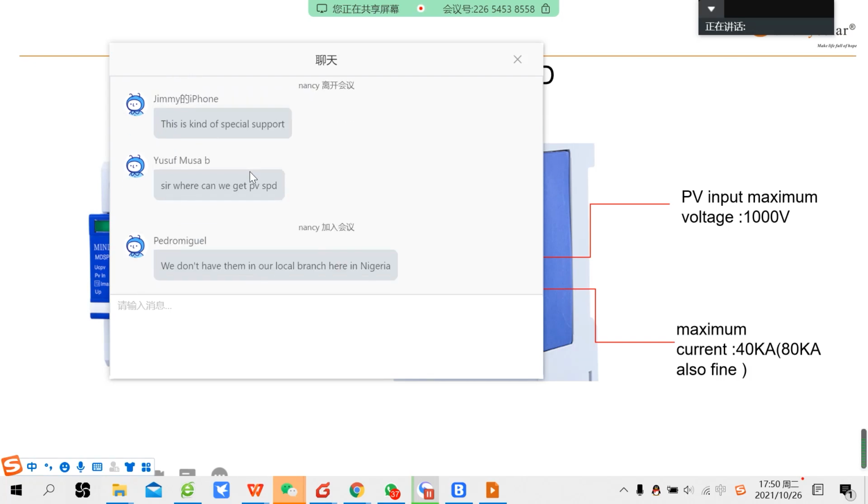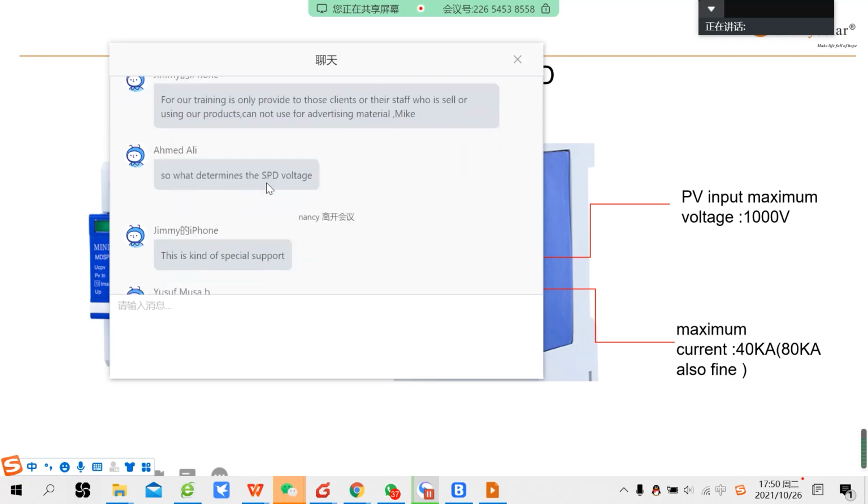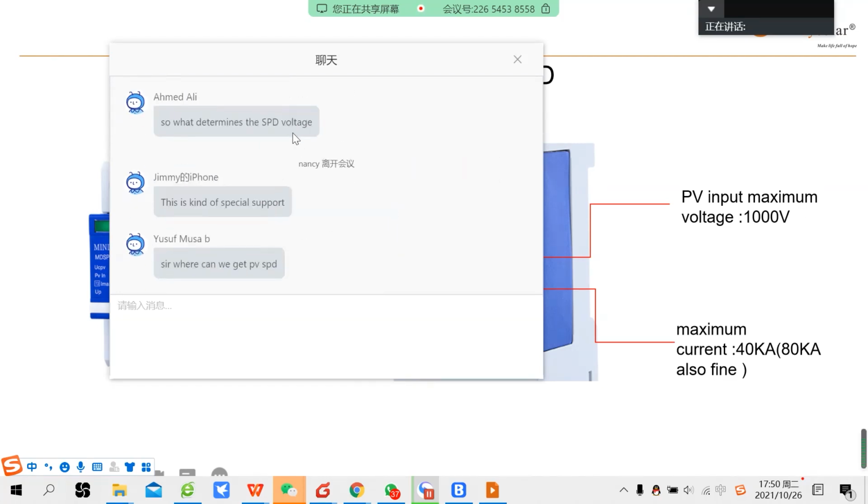The SPD voltage, as I said, you need to select it depending on your string voltage. As I said, if your string voltage is high, you need to use the higher voltage of the SPD.